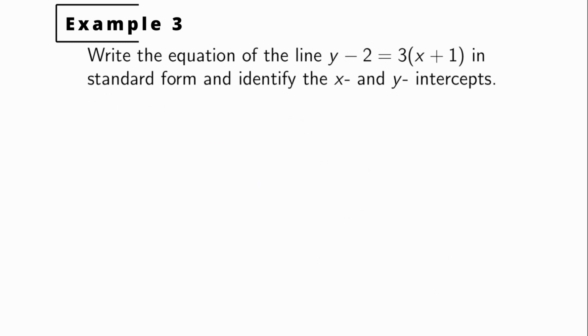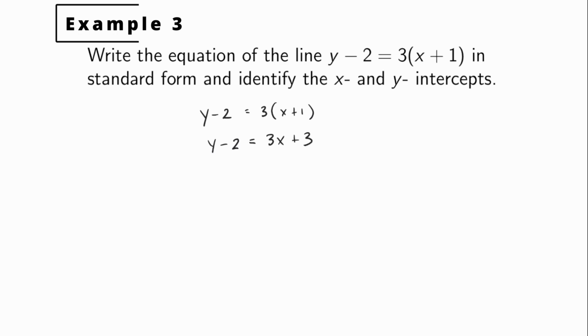Here's our final example. Write the equation of the line y minus 2 equals 3 times x plus 1 in standard form and identify the x and y intercepts. To write it in standard form, we need to move all of the x terms and the y terms to one side of the equation, and all of the constant terms to the other, and then simplify. We start by simplifying both sides. On the left-hand side, we have y minus 2. On the right-hand side, we distribute the 3, so it's 3x plus 3.